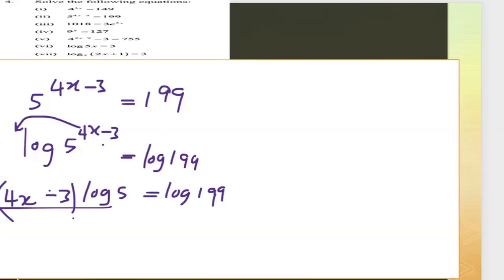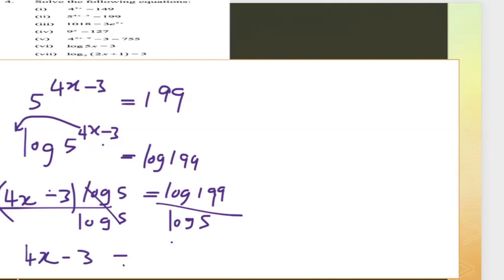Then you divide both sides by log 5. So this cancels, so you have 4x minus 3. And then the log 199 divided by log 5, you have to put that in your calculator. So I'm hoping you have your calculator with you here. Now pause the video and go for your calculator. And I'm rounding off to one decimal place. So I have 3.3. Now we have to carry this over.